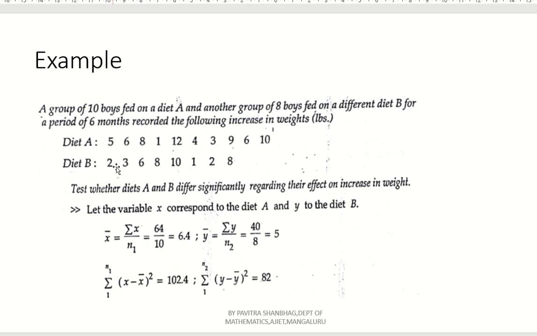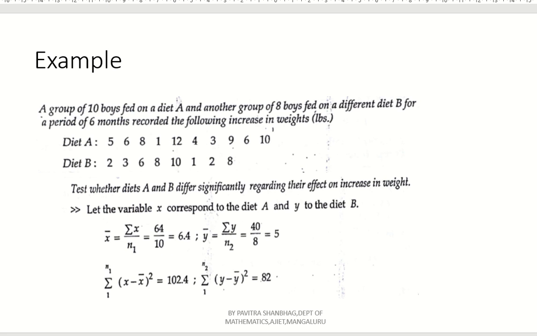Similarly find y bar: 2 plus 3 plus 6 plus 8 plus 10 plus 1 plus 2 plus 8 divided by n2. You will get 40 by 8, that is 5. Now S1 square and S2 square you have to check, that is summation x minus x bar whole square. You will get here 102.4. X is nothing but this one, x bar is nothing but this one. So 5 minus 6.4 whole square plus 6 minus 6.4 whole square plus 8 minus 6.4, like this. If you add you will get 102.4. Similarly for y minus y bar you will get 82.